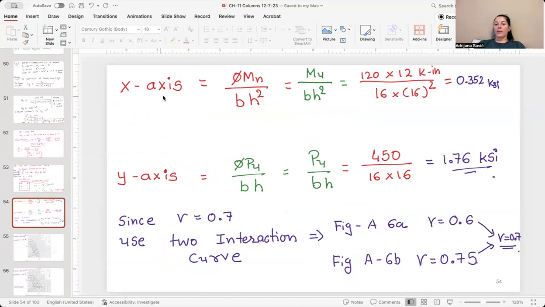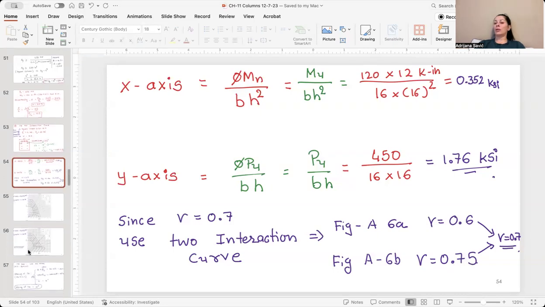And gamma will be 11 over 16, which is very close to 0.7. On the x-axis, we have phi Mn over bh square, which is Mu over bh square. So that is 120 times 12 over 16 times 16 square, which is 0.352 ksi. And on the y-axis, we have Pu over bh, which is 450 over 16 by 16, and that is 1.76 ksi. So we have interaction curve 0.6 gamma and gamma is 0.75.